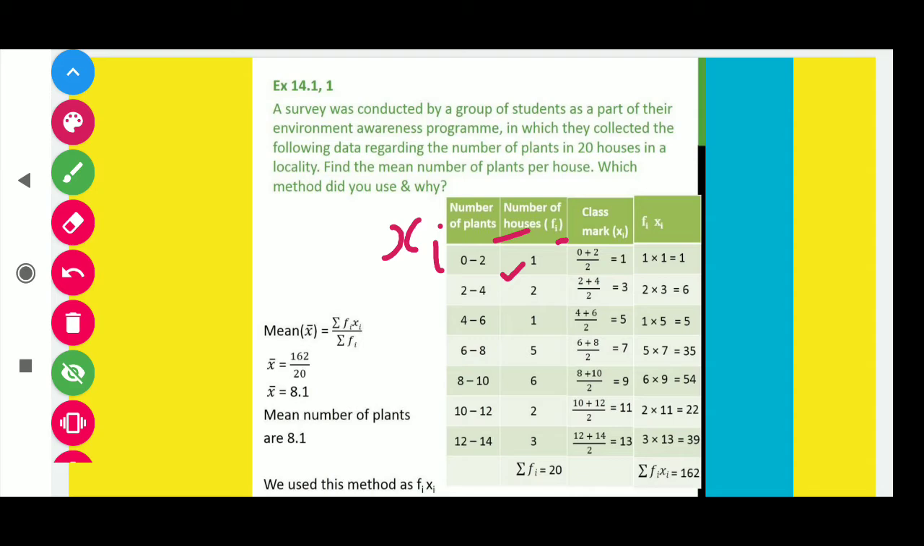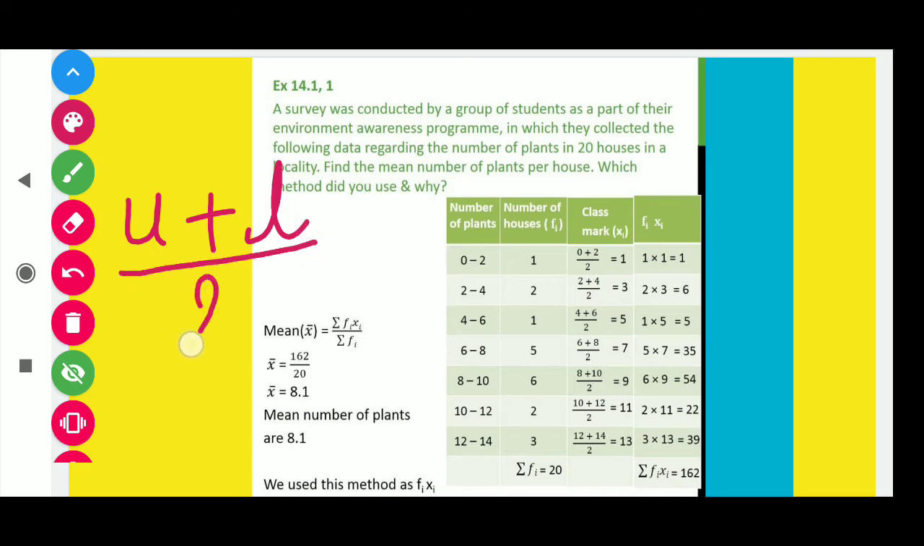For that we have to find the class mark. Students, अब हम class mark किसे कहते हैं? Upper limit plus lower limit divided by 2 is the class mark. Students, बोर्ड एग्जाम में 1 मार्क में क्वेश्चन पूछा जा सकता है, define class mark. तो आप उसमें क्या कहेंगे? Average of the upper limit and the lower limit.